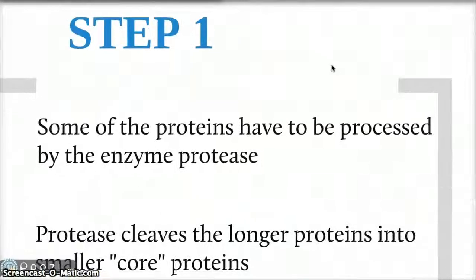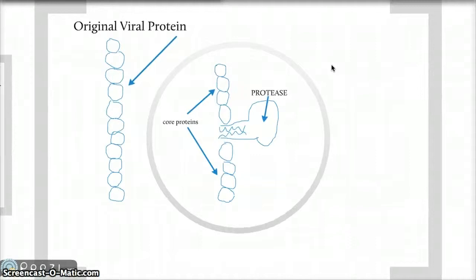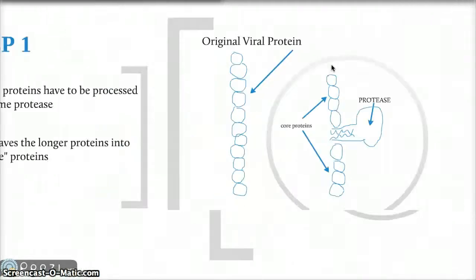Production of main virus. Some of the proteins have to be processed by the enzyme protease. Protease cleaves the proteins into capsids. This is the original viral protein.